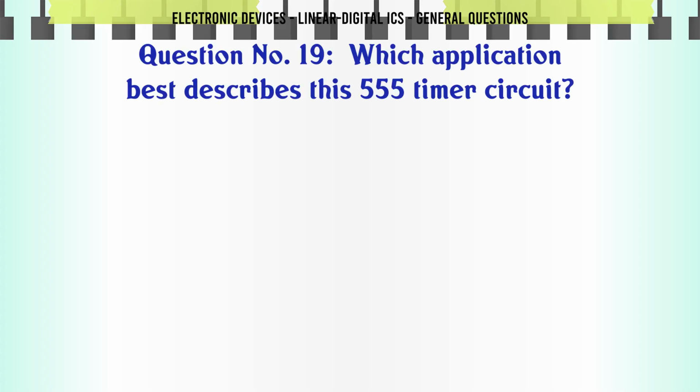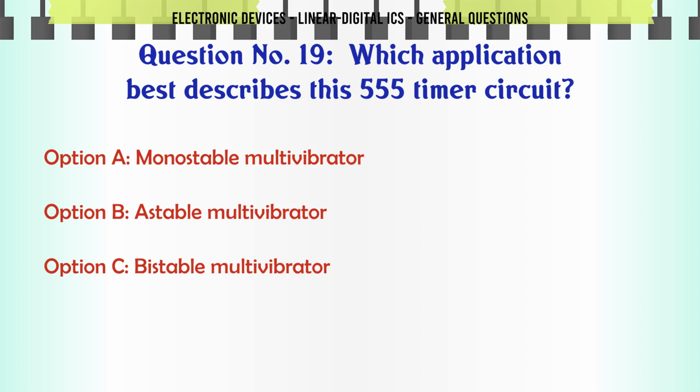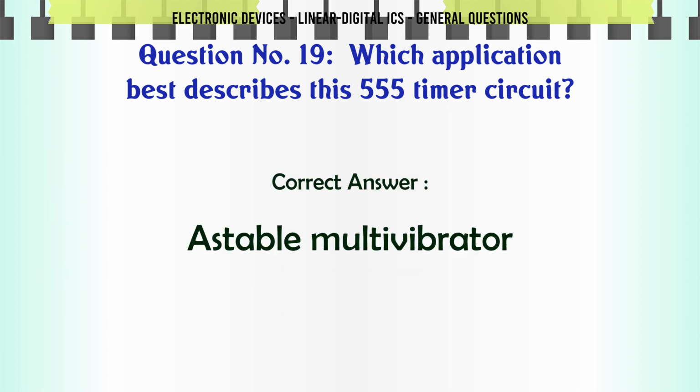Which application best describes this 555 timer circuit? A. Monostable multivibrator, B. Astable multivibrator, C. Bistable multivibrator, D. One-shot multivibrator. The correct answer is astable multivibrator.